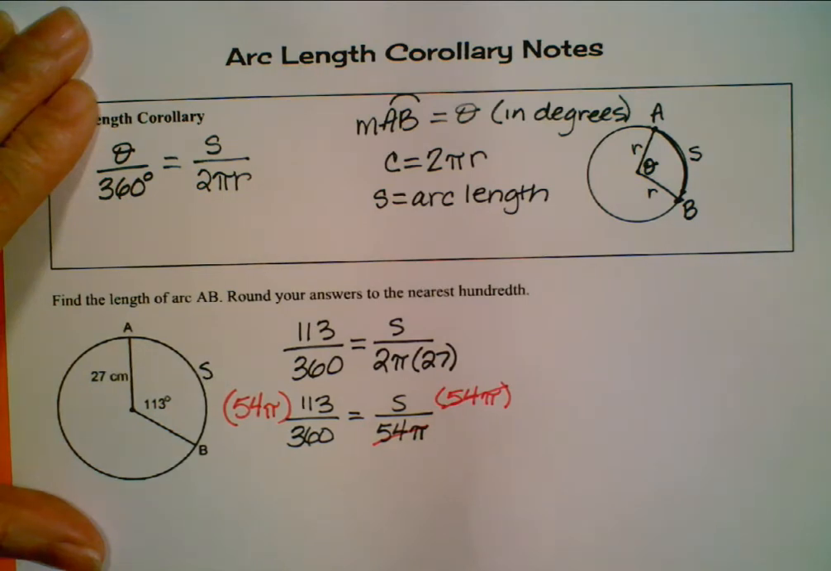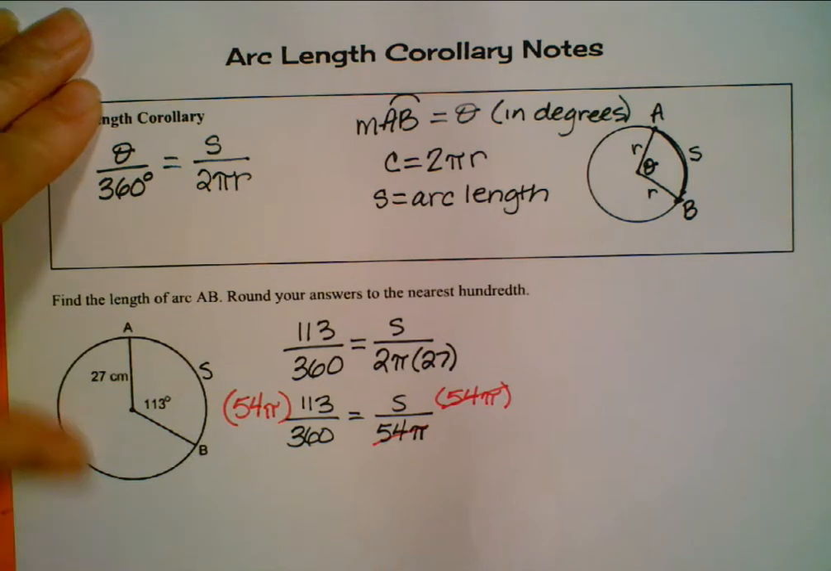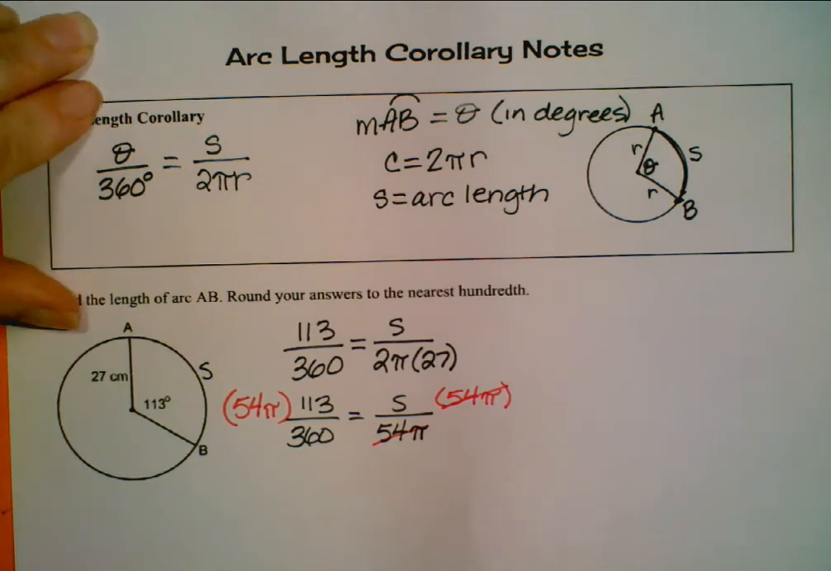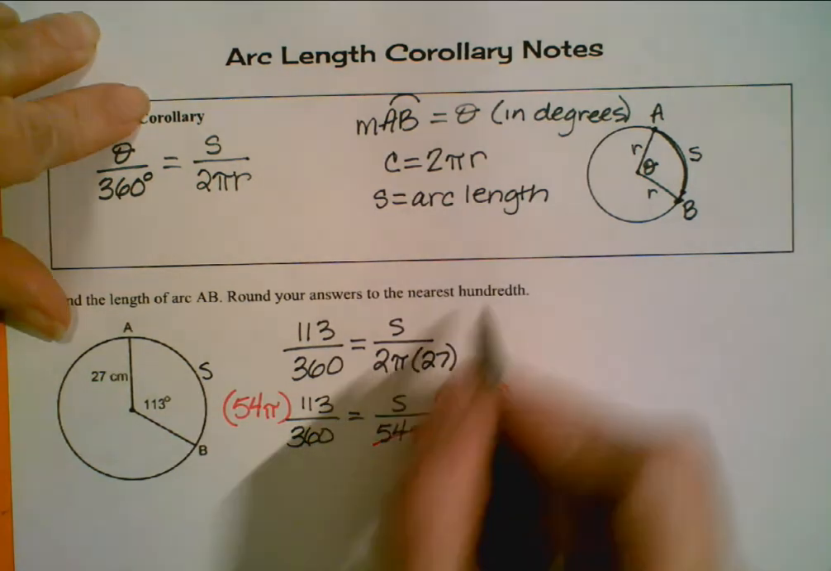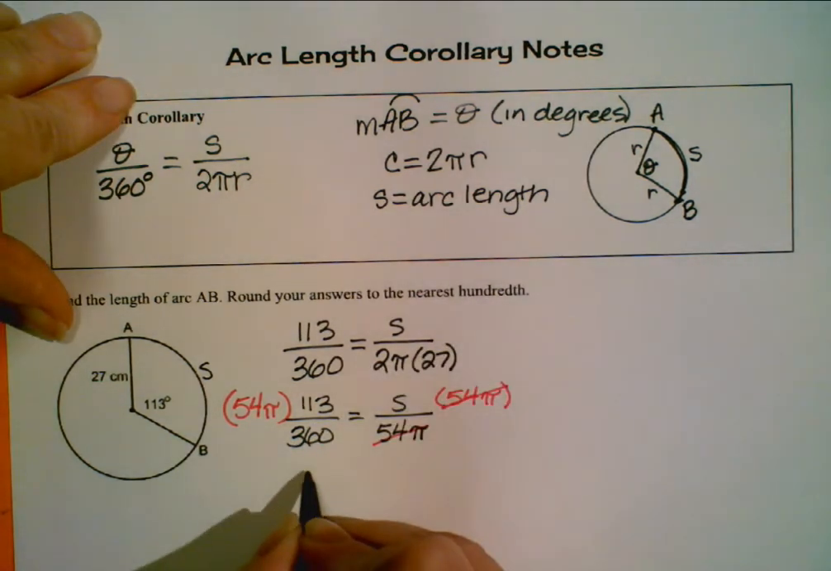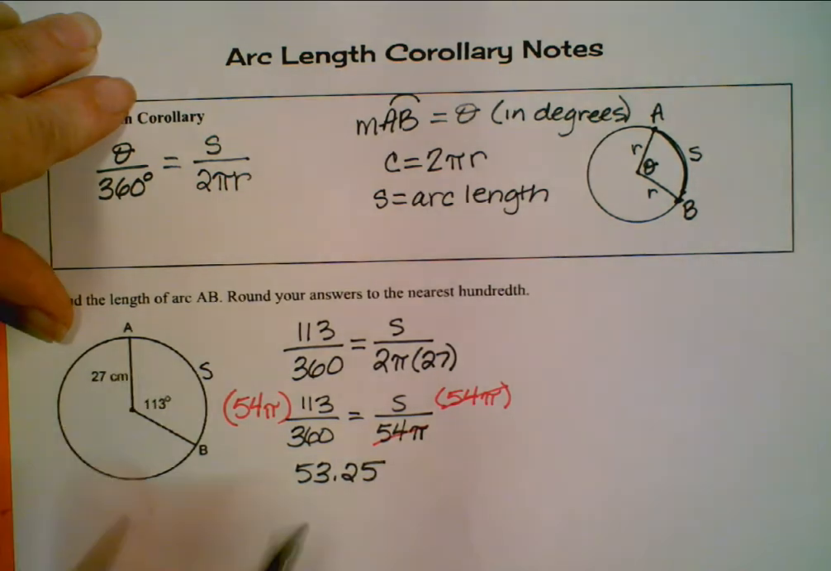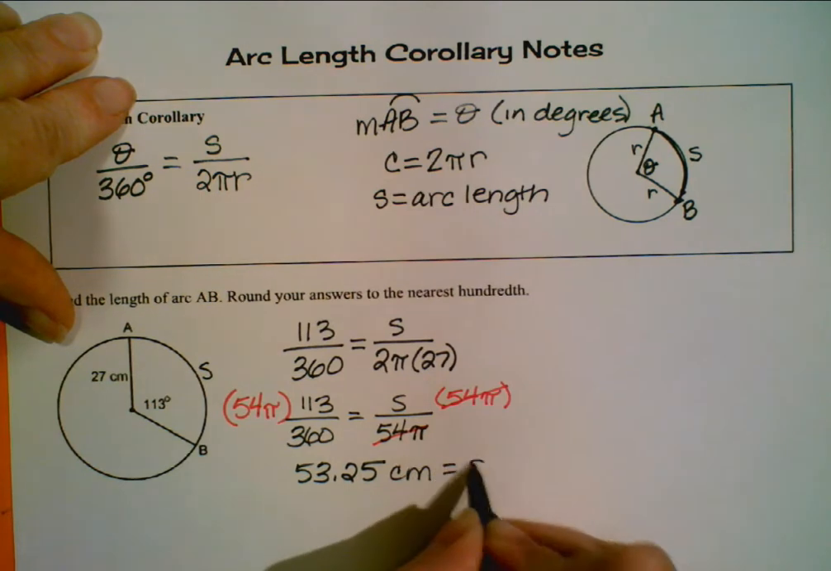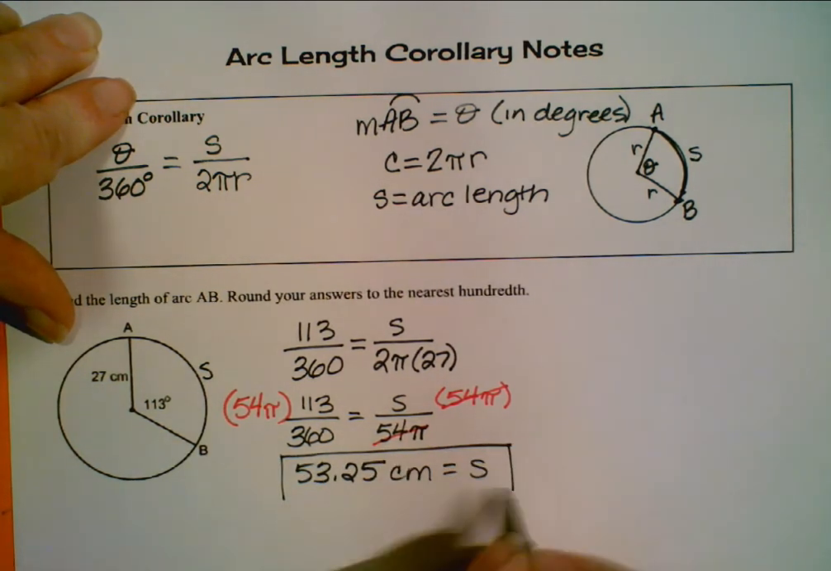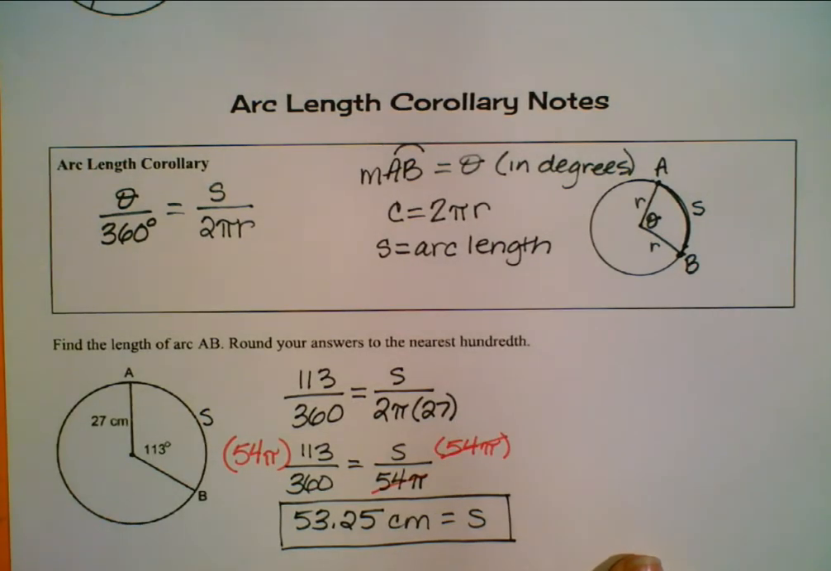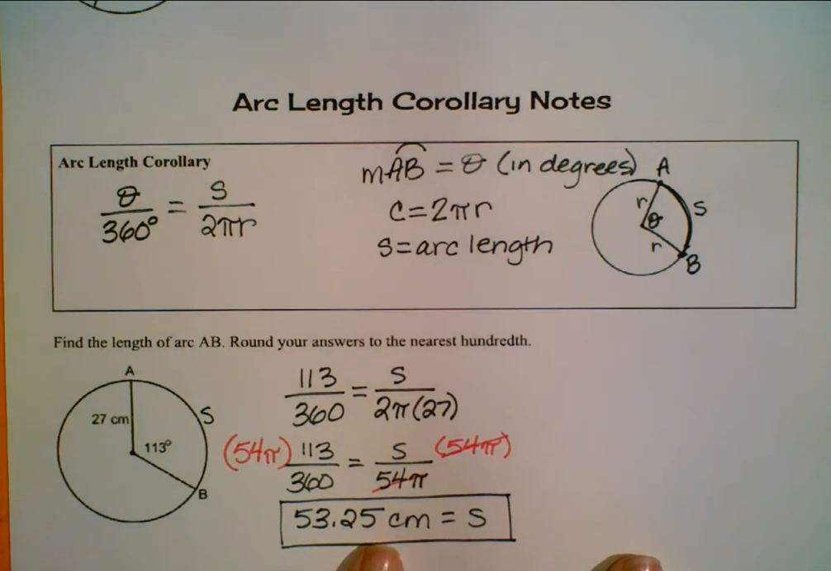So we're going to multiply in that form as well. And now we just go to the calculator. So 54 pi times 113 over 360. And we get a value of 53.25 if we round to the nearest hundredth. This is a length, so give it an appropriate label, in this case centimeters. And that takes care of finding the area of a sector and finding the length of an arc. You'll have to keep straight the difference between arc length and arc measure.